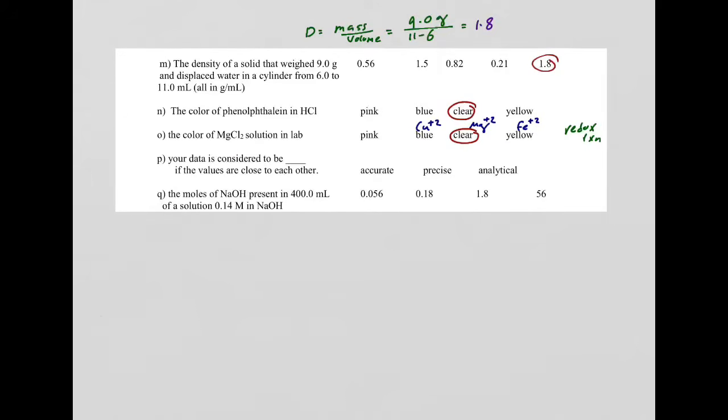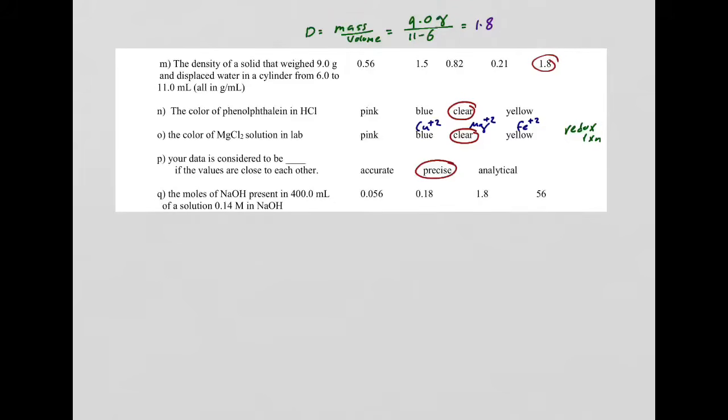In this question, it says your data is considered to be what if the values are close to each other? Remember, if the values are close to each other, that is considered to be precise. Okay? Now, how about accurate? I need you to remember this.